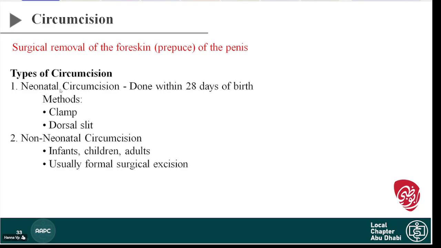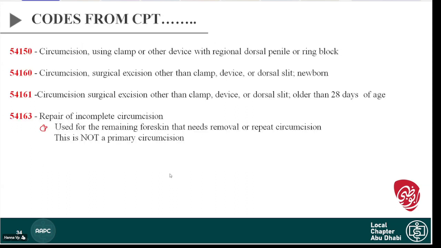So what are the methods we use for neonatal circumcision? It's given here: clamp, dorsal slit. These are the methods of procedure to do the circumcision. At the same time, non-neonatal circumcision includes infants, children and adults. Usually a formal surgical excision is done here. And now let's see the codes for circumcision in CPT.